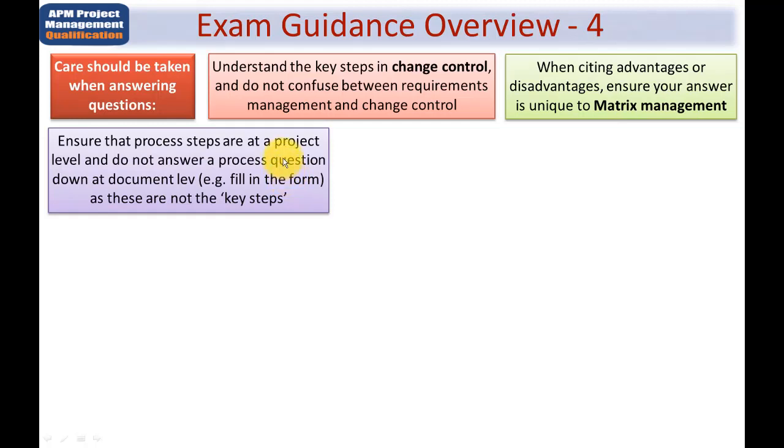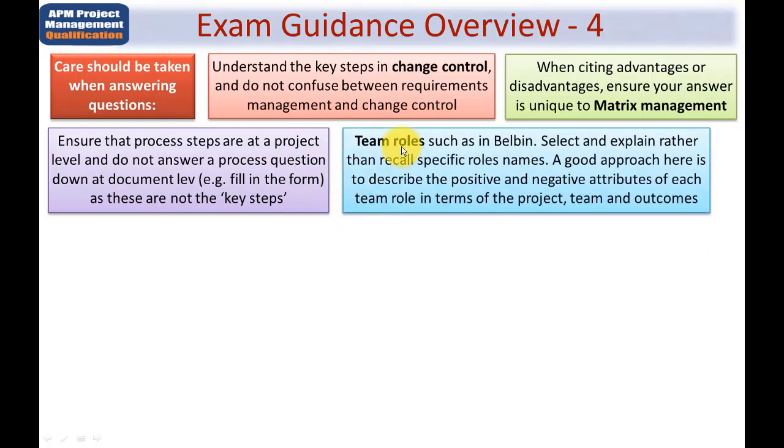Ensure that process steps are at a project level and do not answer a process question down at document level. For example, filling in forms, as these are not key steps. In other words, if you're answering a question on change control, then you talk about the whole process of change control at project level, rather than "I would fill out this form, I would pass it to Jim, Jim would then check it," and so on. Those are not the key steps. And don't worry, of course, in the coming modules that you'll study, I've made sure that all key steps are shown at project level.